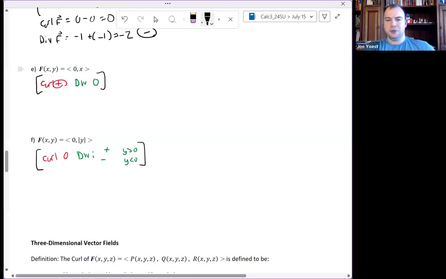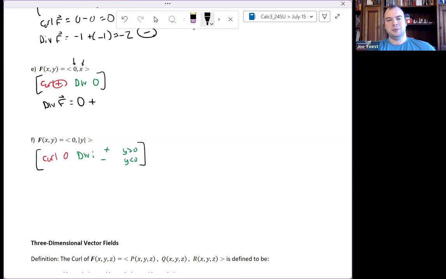Okay, so let's try to compute these then. The divergence of E: dP/dx is 0, plus dQ/dy is 0. In the curl, we have dQ/dx as 1 minus dP/dy is 0. The curl happens to be 1 everywhere. And that is positive, as we expected.